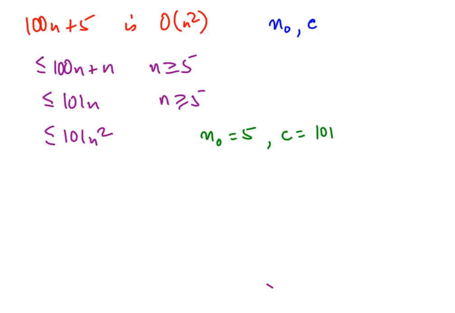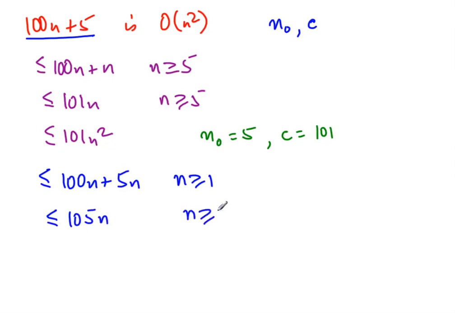Right? So this is one way of showing that 100n plus 5 is big O of n squared, but this is not the only way. We can use a different simplification. So for example, we can say this is also less than 100n plus 5 times n, provided n is bigger than or equal to 1. You can verify that this is true, because 5 into something bigger than 1 will be bigger than 5. And now we can combine this and get this is smaller than 105 times n for n bigger than or equal to 1. And so this is now going to be less than or equal to 105 times n squared for the same reason, for n bigger than or equal to 1. So we have a different way of establishing them for n0 equal to 1 and c equal to 105.